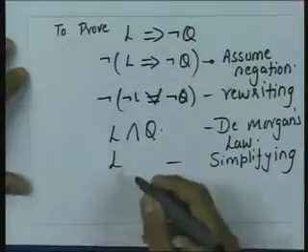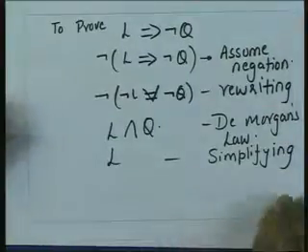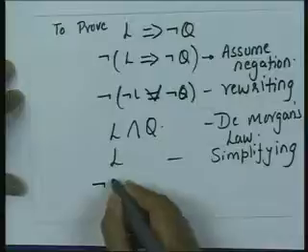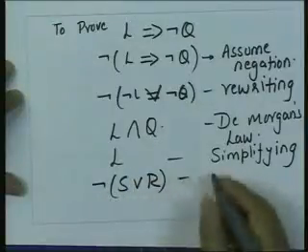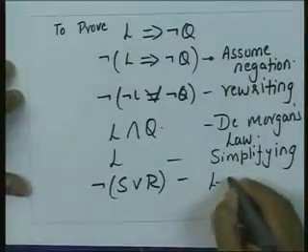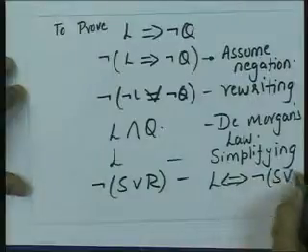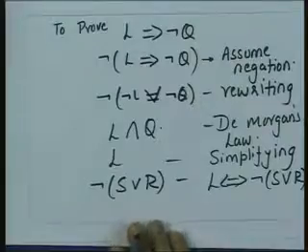Right, and L, because of the biconditional that we had, remember the first set of notations that we had, L and not of S or R. Because of that biconditional, L will simply end up implying not of S or R. The biconditional that we had was L double implies not of S or R, and we had this before, right.